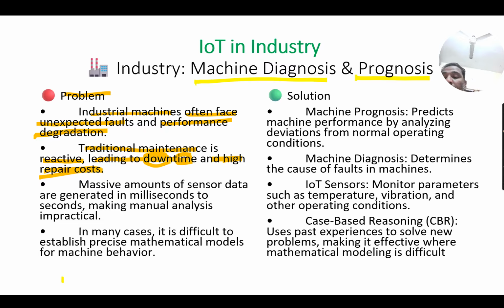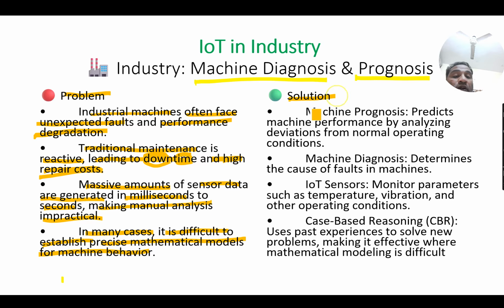Generally, this happens. Right now, massive amounts of sensor data are generated in milliseconds, every two seconds. Analyzing such data manually is impractical. Also, in many cases, it is difficult to establish precise mathematical models for machine behavior. We cannot make a precise mathematical model of the machine behavior. So, what are the solutions?